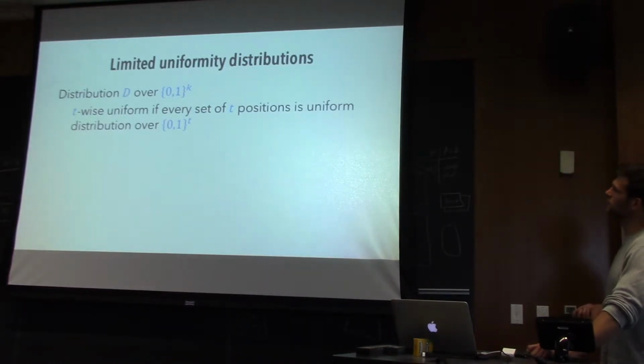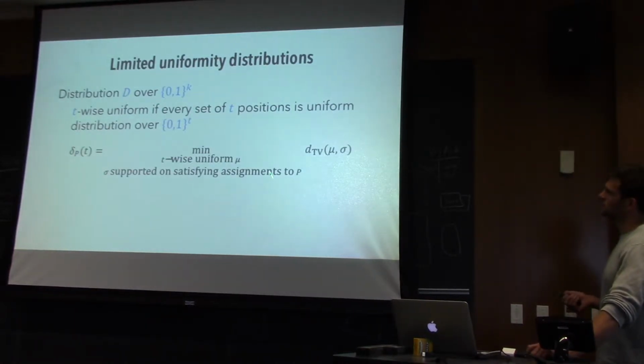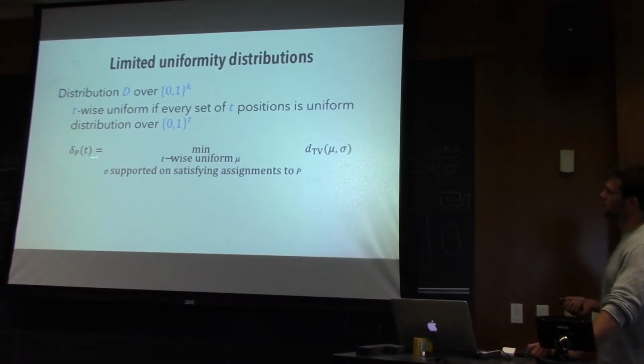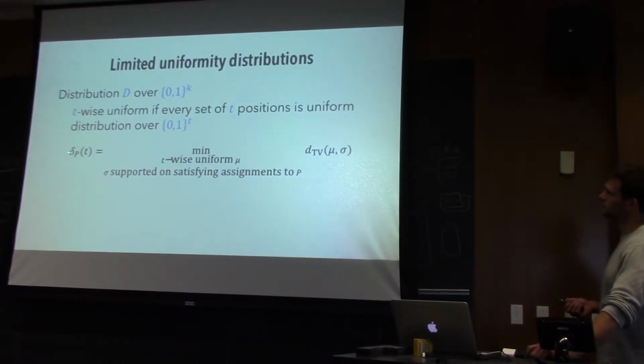All right. So we can also ask how close you are to being t-wise uniform. And we're going to introduce this value here. So this delta_P(t) depends on a predicate, and it's just the smallest distance you can find between a t-wise uniform distribution and a distribution supported on satisfying assignments to P. So this is how far your predicate is from supporting a t-wise uniform distribution.